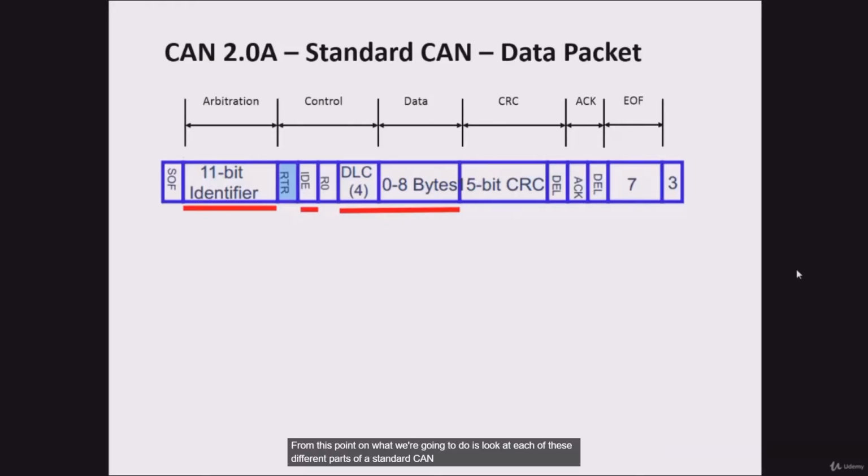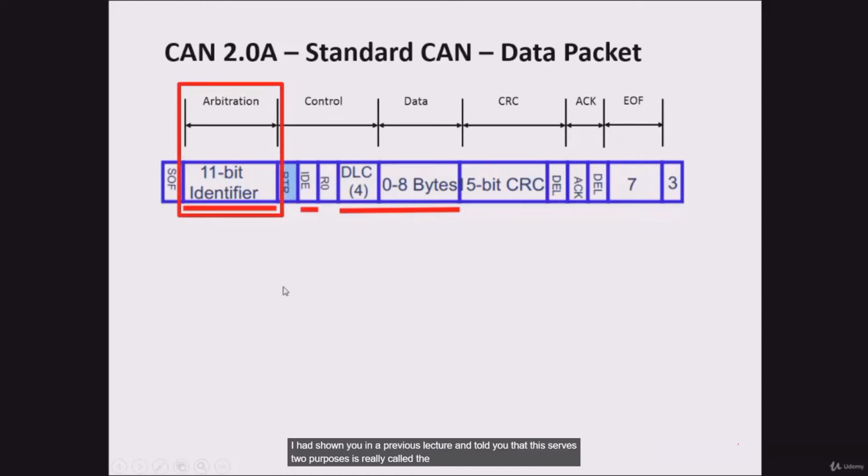From this point onward, what we're going to do is look at each of these different parts of a standard CAN 2.0a message frame and then break them down. See what their functions are, how they do what they do. And we're going to start with this one here, the arbitration field or message identifier.